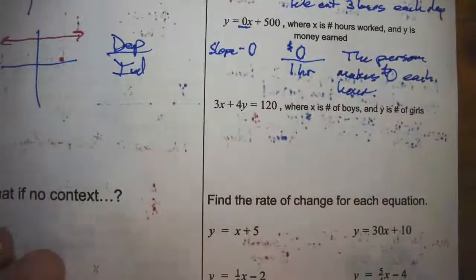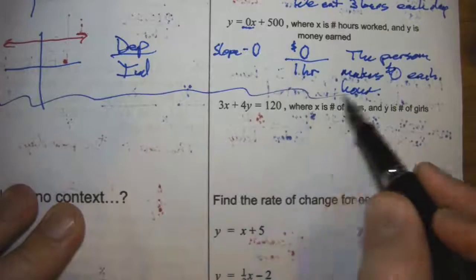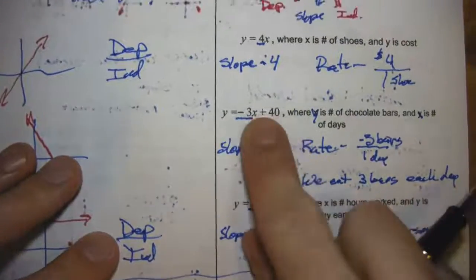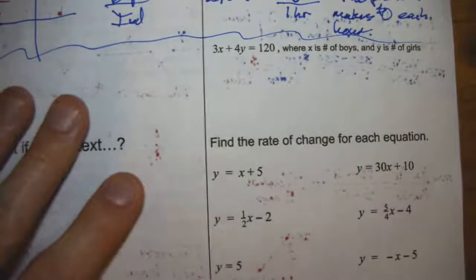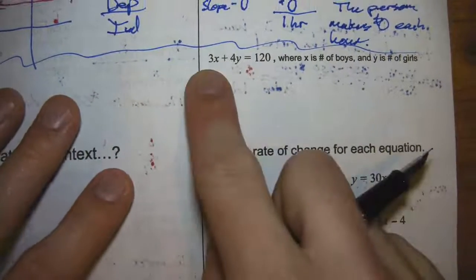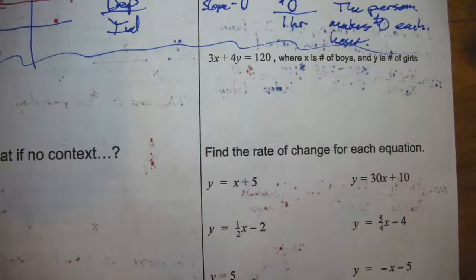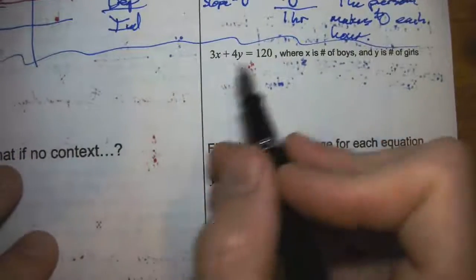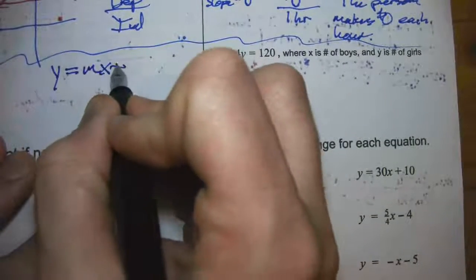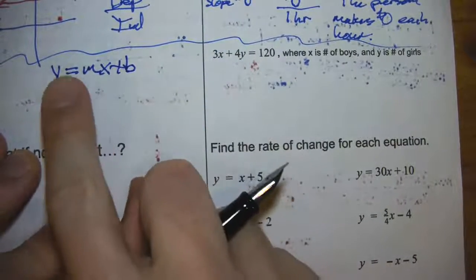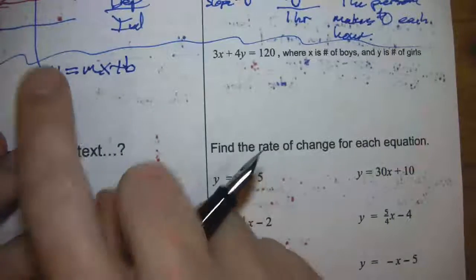Now let's talk about this last one. So far, all of our equations have looked like this: y equals mx plus b. Sometimes we'll get a situation like this, where notice it's not y equals mx plus b. All right, so here's what we're going to do. We're going to rewrite this so that it looks like y equals mx plus b. In other words, I want the y to be all by itself.